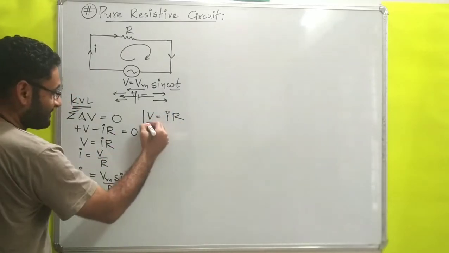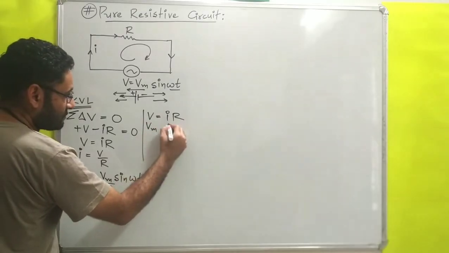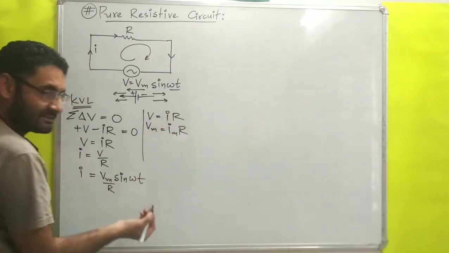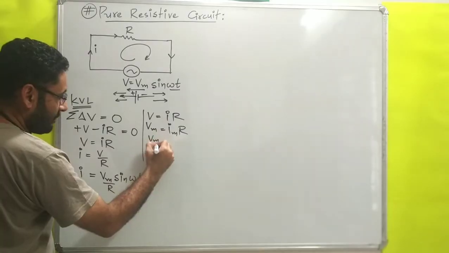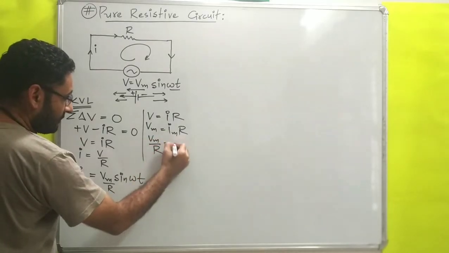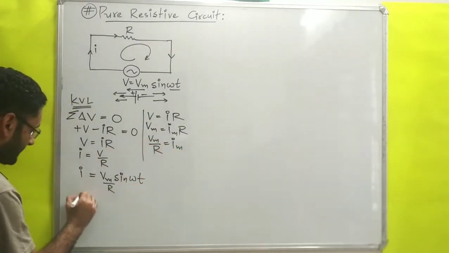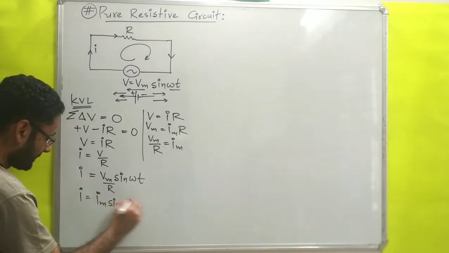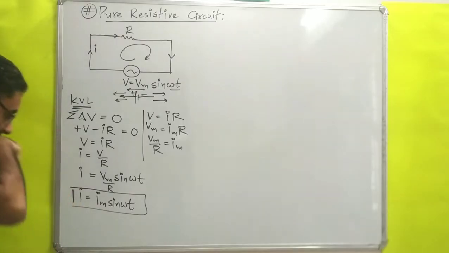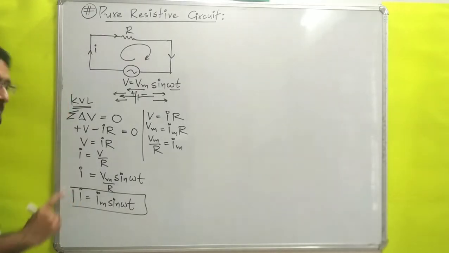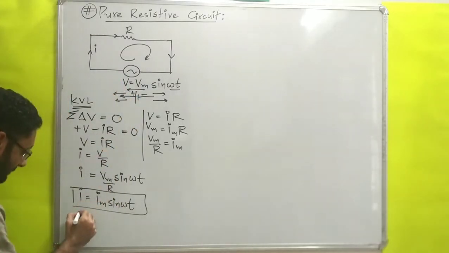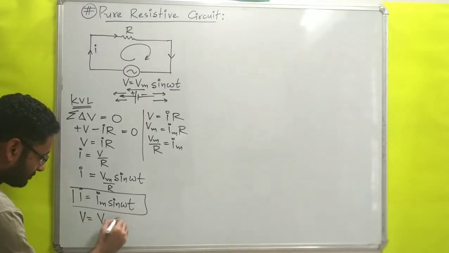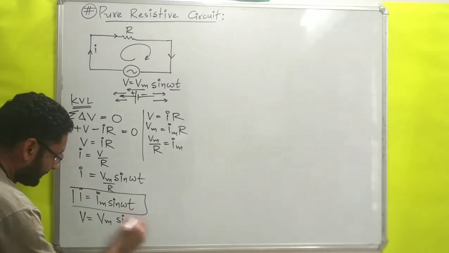Now over here Vm is present, so the maximum potential corresponds to the maximum current, and the value of R is constant. If you want to find Vm/R, it will be your maximum current. So I will write i = Im sin(ωt). That is the equation of current for the case of a pure resistive circuit, and the voltage equation is V = Vm sin(ωt).